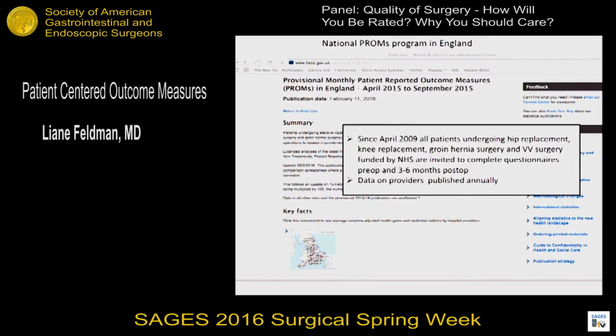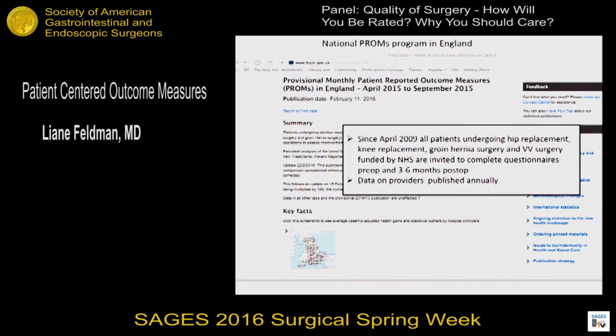So if you are in England and you work in the NHS, is there anyone here who works in the NHS? Okay, so basically since April 2009, all patients undergoing hip replacement, knee replacement, groin hernia surgery, and varicose vein surgery that are funded by the NHS, which is the vast, vast majority, are invited to complete questionnaires pre-op and then between 3 and 6 months post-op, depending on the operation. And you can Google this. You go to National PROMs program in England, you Google this, and they'll bring you to this webpage.